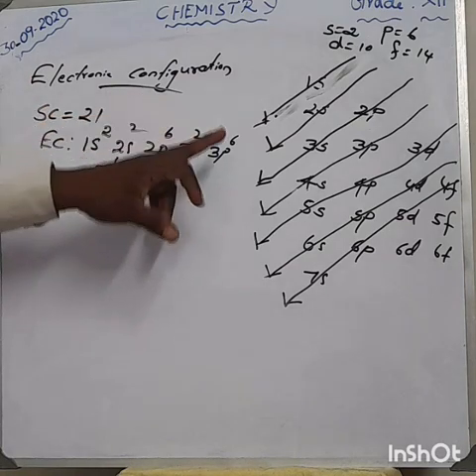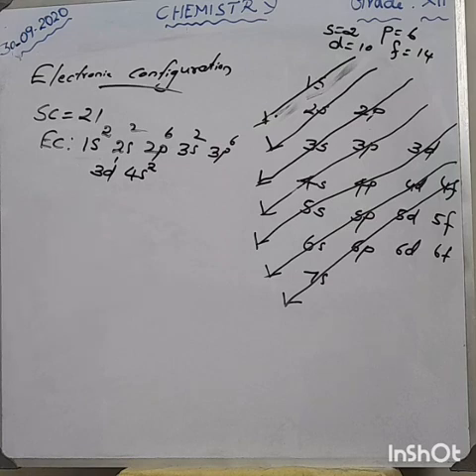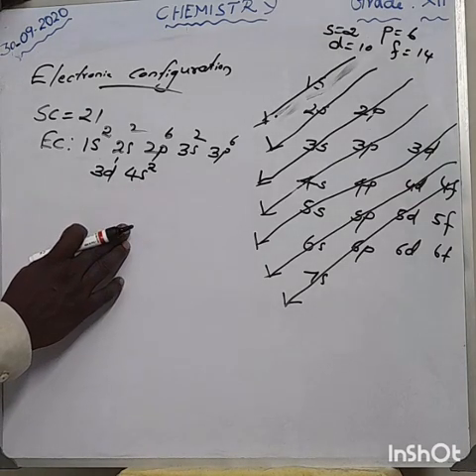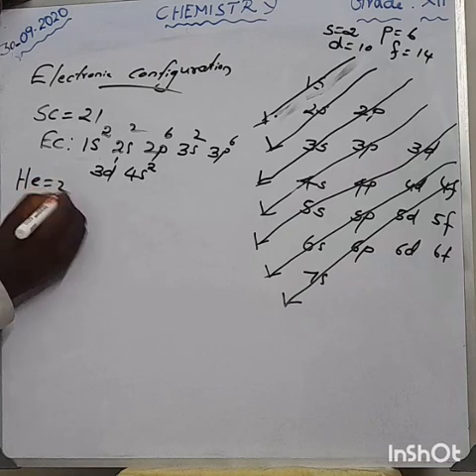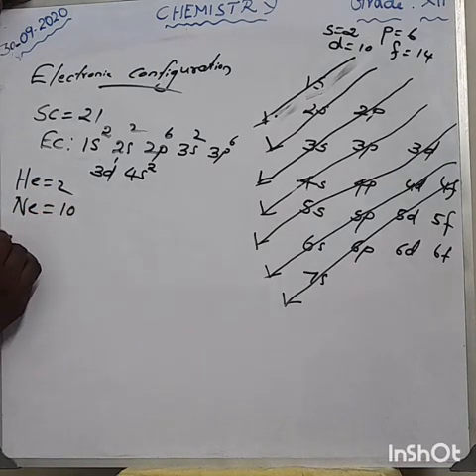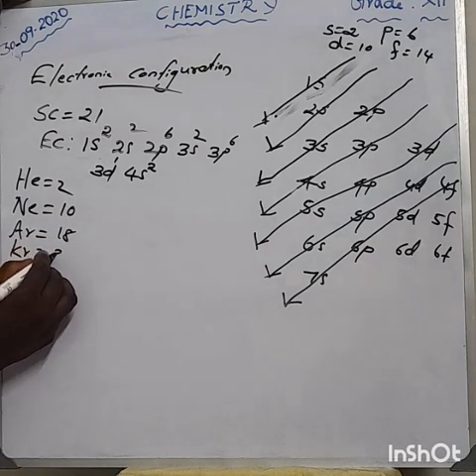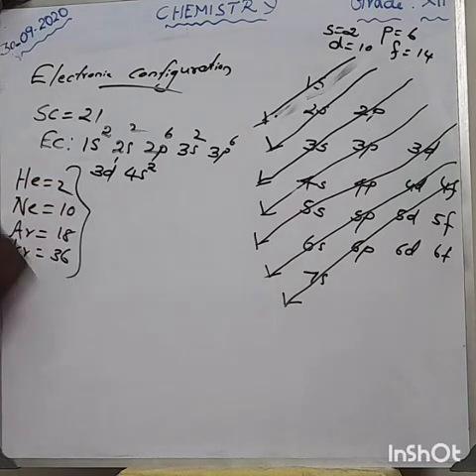Then how can you write the short form of this electronic configuration? This we wrote in full form. How can we minimize it? How can we shorten this electronic configuration? We can write it using the nearest noble gas. Yesterday I told you about the noble gases. What is the atomic number of helium? Helium is 2. Next, neon, 10. Argon, 18. Krypton, 36, etc. I'm not writing the full list.